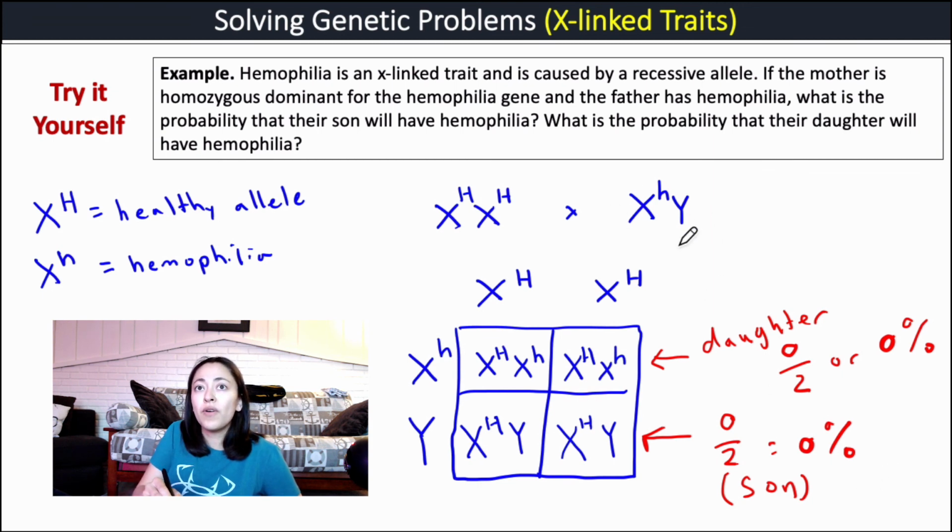So although the father has hemophilia, this is interesting. The father has hemophilia, the mother didn't, and there's no chance that the daughter would have hemophilia or the son would have hemophilia based on those parents.